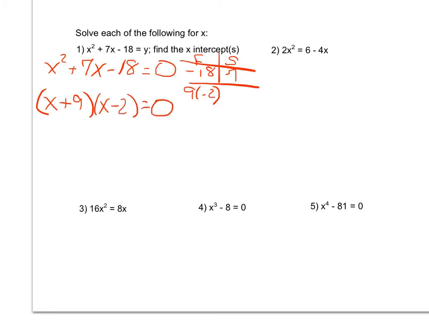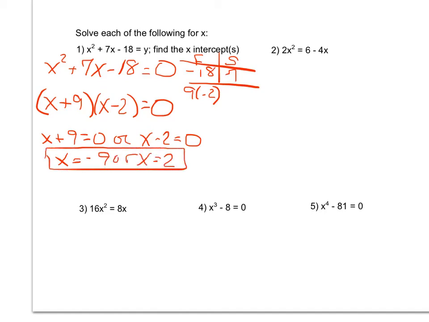Now that it's factored, according to the zero product property, one of these two factors has to be 0. Either the x plus 9 has to be 0 or the x minus 2 has to be 0. Well, if I subtract 9 from both sides, I get x equals negative 9 or x equals 2. So those are going to be my two answers. If I wanted to, I could plug them back in to check.